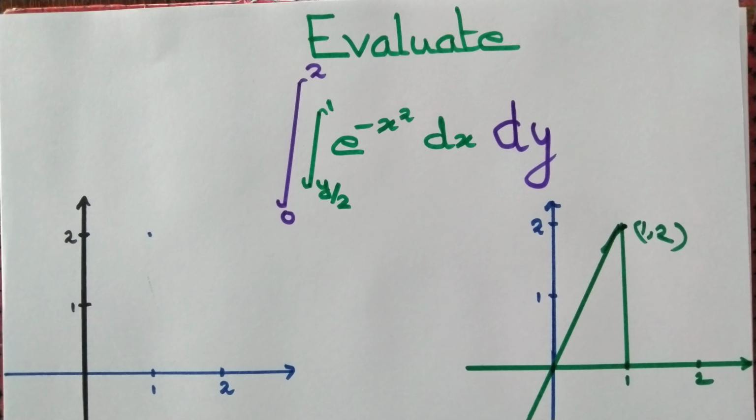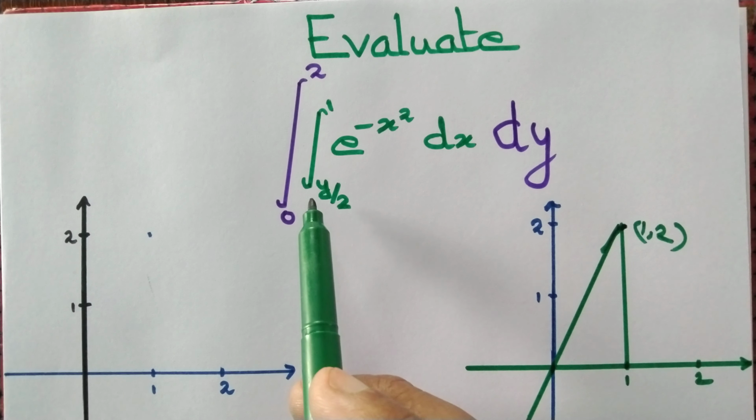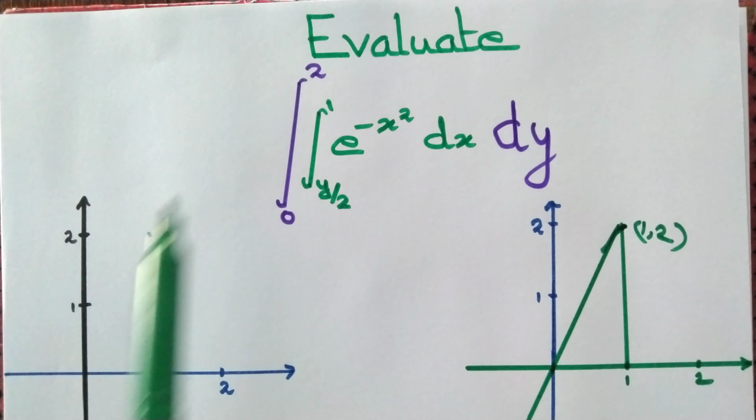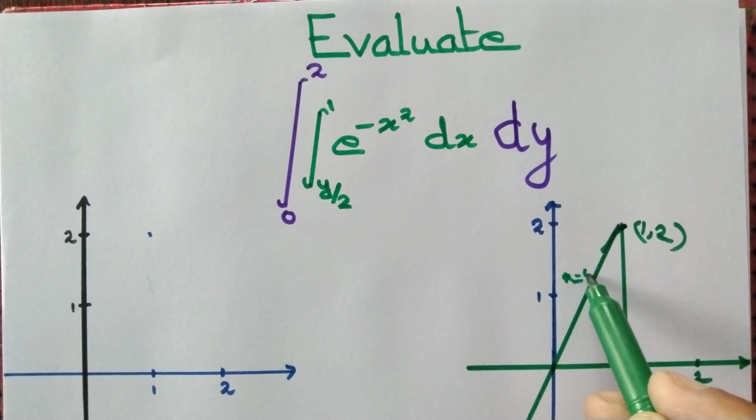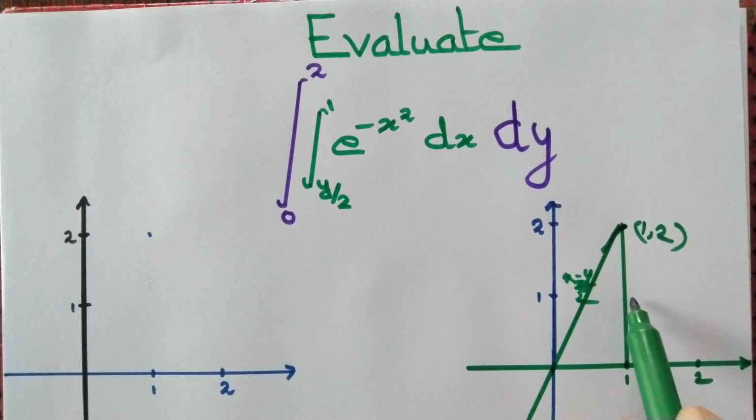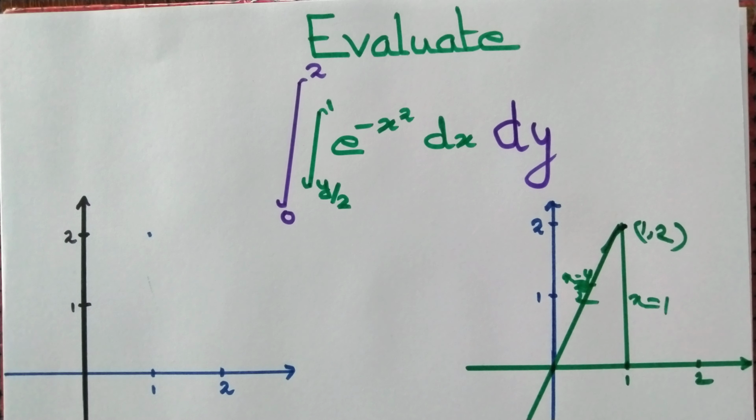As we said, we want to evaluate the integral from x equal to y by 2 to x equal to 1. That is, x is changing from x equal to y by 2 to x equal to 1. So this is the exact region over which we want to evaluate the given integral.